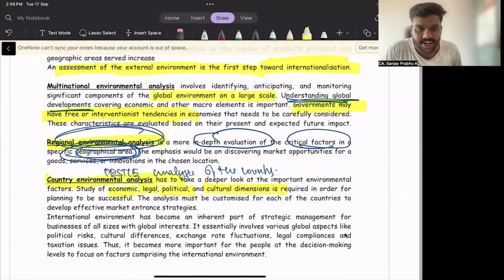Assessment of international environment can be done at three levels: multinational, regional, country level. Region means you are selecting a specific region and evaluating that particular region in depth. Country means you are performing PESTLE analysis of one particular country. Multinational means you are understanding the global environment on a large scale, whether the government is allowing us to do business freely, or whether the government intervention is very high. So you are looking at these factors. You are analyzing what is happening around the world, whether there is opportunity, whether there is a threat to conduct the business. All this is called what?